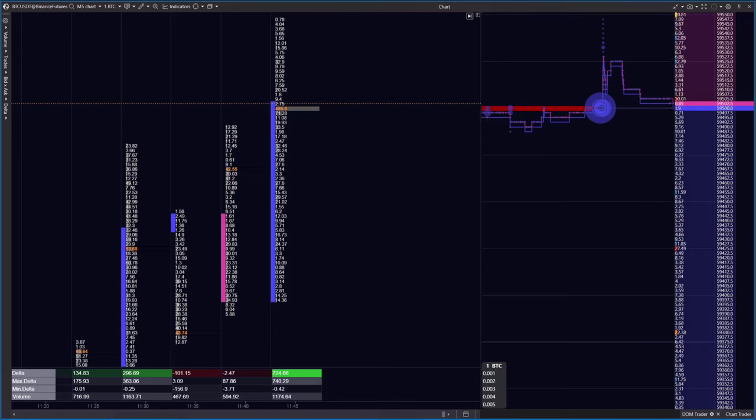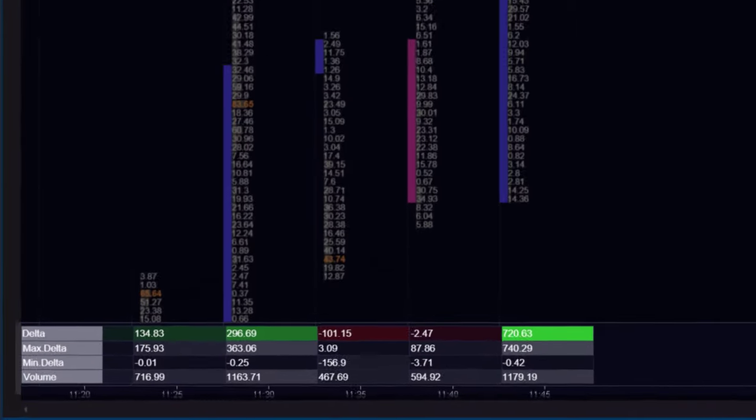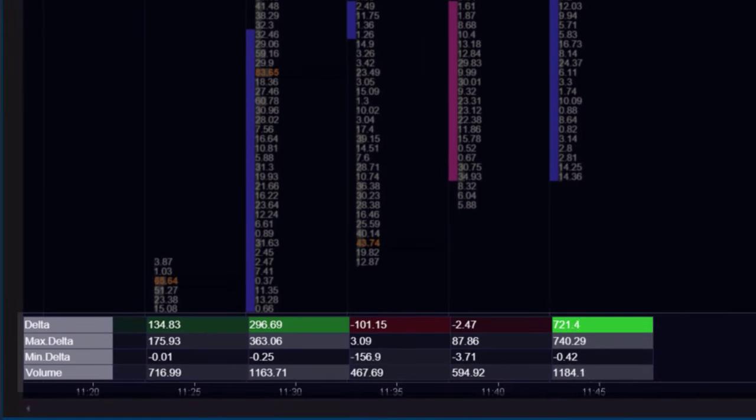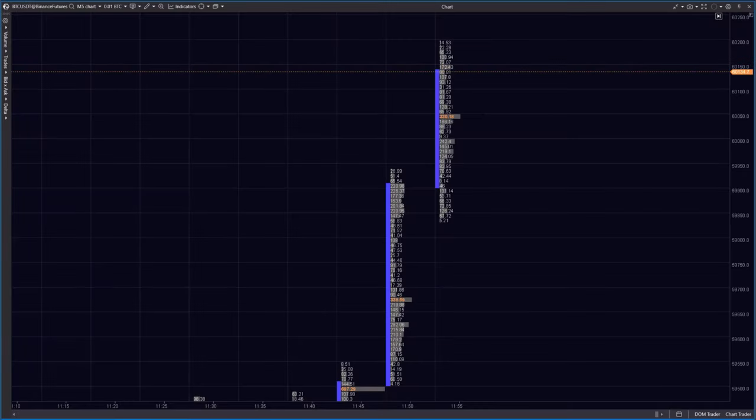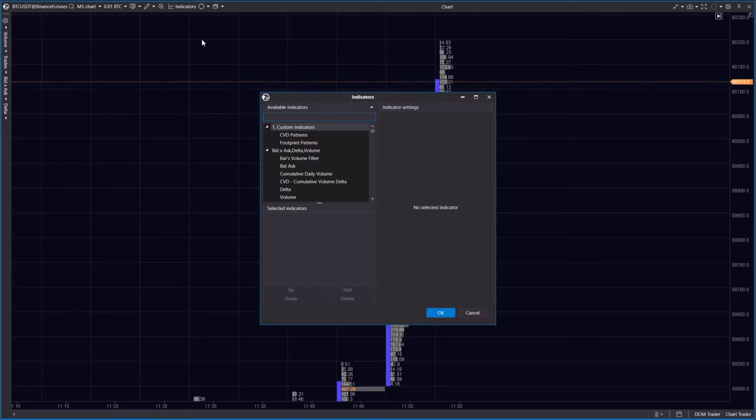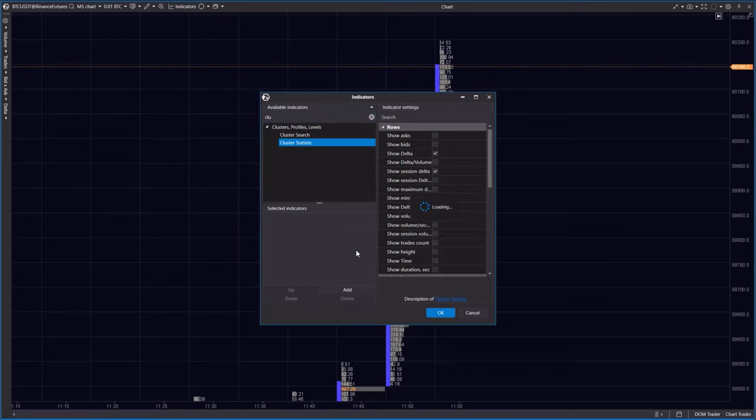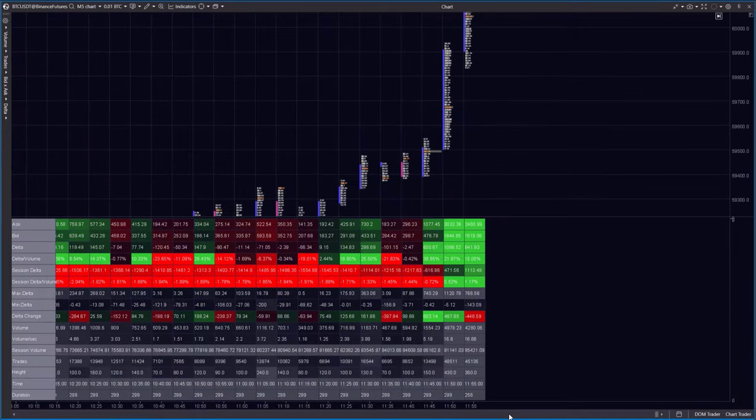In this video, we'll discuss the cluster statistic indicator, which provides detailed statistics for each bar below the price chart. Using this tool, you can get data on volume and bar delta, compare data across clusters, and spot large trades. To add the cluster statistic indicator in the ATAS platform, open the indicator manager, select cluster statistic, then click add and OK.